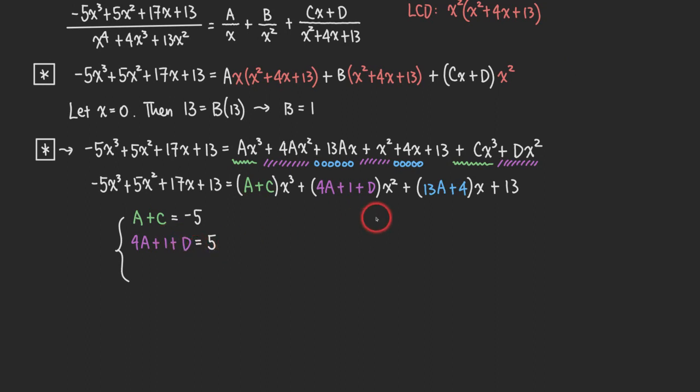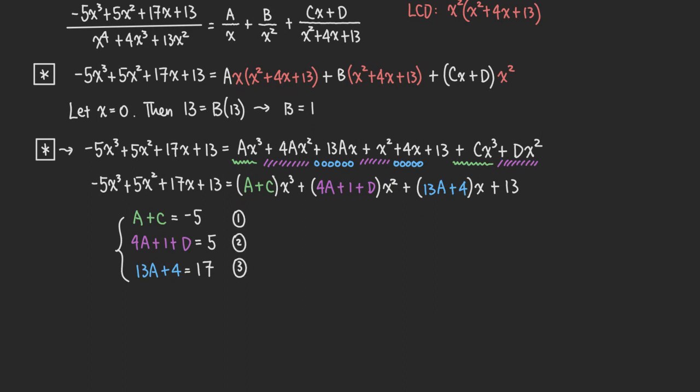And then the next one is 13a plus 4. So we have the 13a plus 4 is equal to, well, the 17. Well, the 13, yeah, the 13 will match, right? So we don't need to worry about it anymore. So now what do we get here?